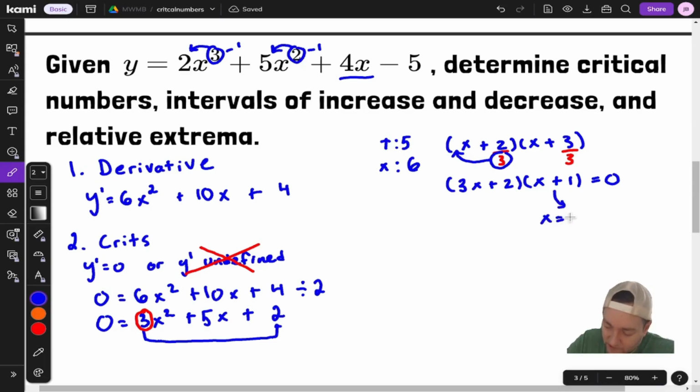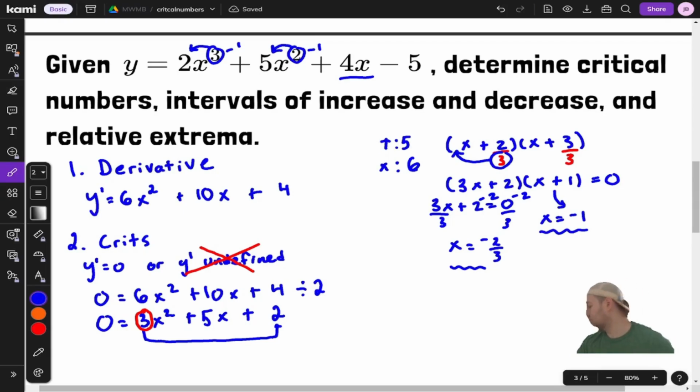So we solve each one of these. This one's easy. That's just -1. This one's going to require a little bit more work. Maybe you can see it, maybe you don't. But we have to subtract 2 from both sides and then divide by 3. So we end up with x equals -2 over 3. So these are my 2 critical numbers.